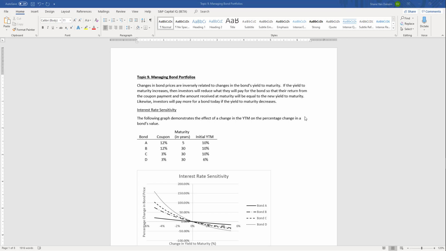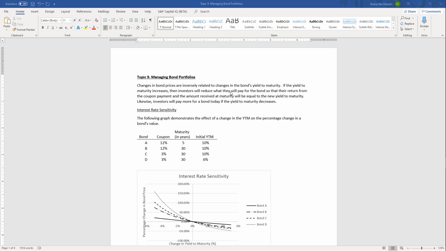So if the yield to maturity increases, then investors will reduce what they will pay for the bond so that their return from the coupon payment and the amount received at maturity will be equal to the new yield to maturity. And we're going to work some examples of that later on. Likewise, investors will pay more for a bond today if the yield to maturity decreases.